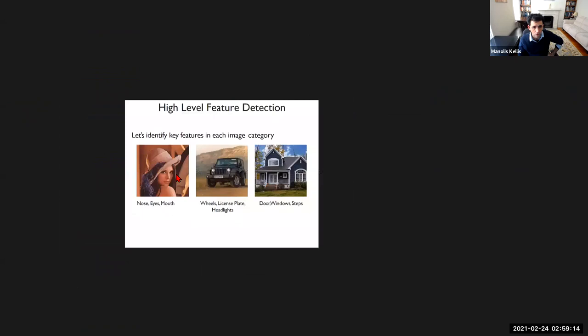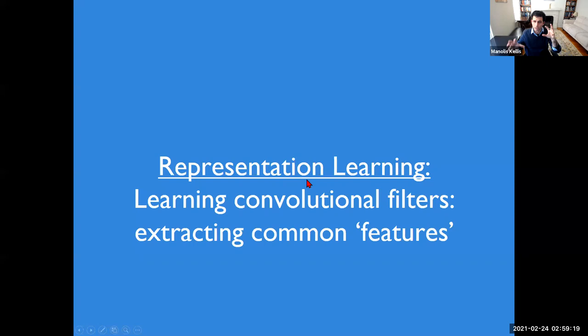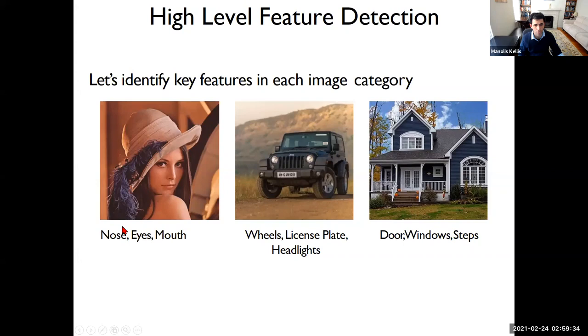All right, so now, as I was mentioning earlier, the beauty and the power of convolutional neural networks is that you learn these filters. You learn the convolutional filters. You extract common features from your image. So to identify a person, common filters can be helpful, such as noses, eyes, and mouths. But these are completely useless if you are trying to recognize different types of cars, where the features that matter here are wheels and license plates and headlights, and they're completely useless if you have a database of architectural buildings that you're trying to, I don't know, estimate the price of, where the relevant features here are doors and windows and steps. So there are very different features that are helpful in every new image category.